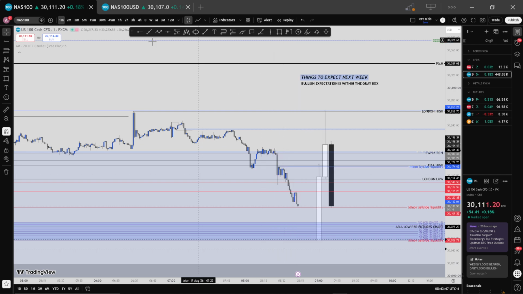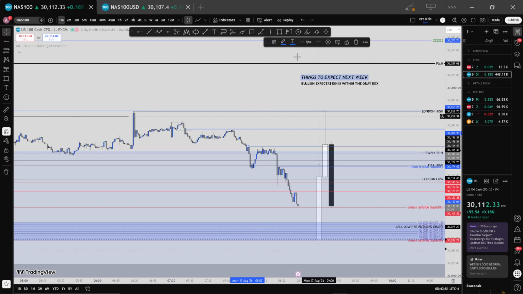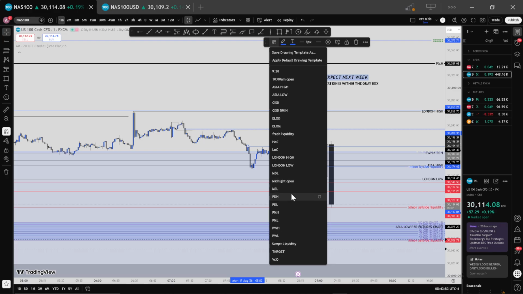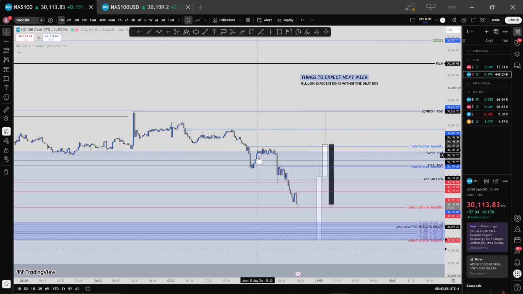Minor buy side liquidity. Also we have this one right here, minor buy side liquidity. You can see we have relatively equal highs also right here. So these are levels to watch.